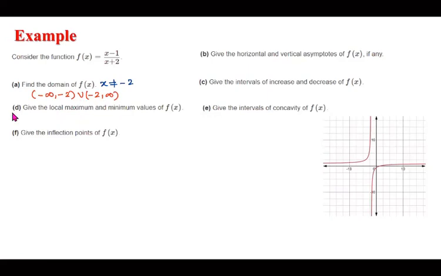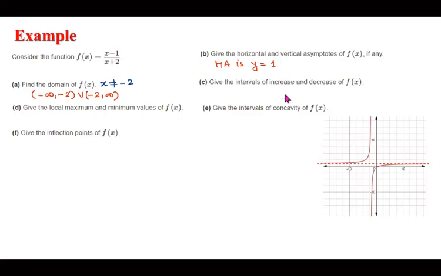That's your A. Now in B, we are asked to give the horizontal and vertical asymptotes of the function, if any. For a rational function, if the degree of the numerator and denominator is the same, the horizontal asymptote is y equals the ratio of the leading coefficients. You have 1 in the numerator and 1 in the denominator, so 1 divided by 1 is 1. The horizontal asymptote is y equals 1. If you look at the graph carefully, as x goes to -infinity or +infinity, the graph gets closer and closer to this horizontal line, y equals 1.